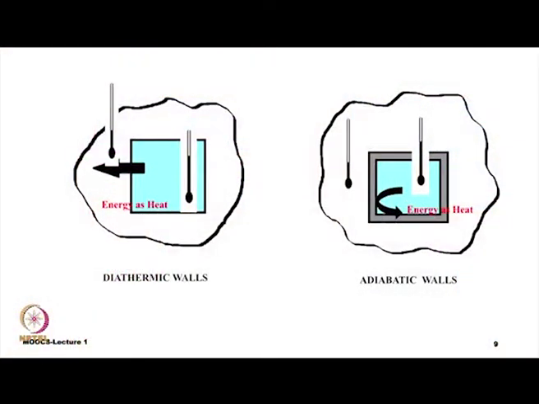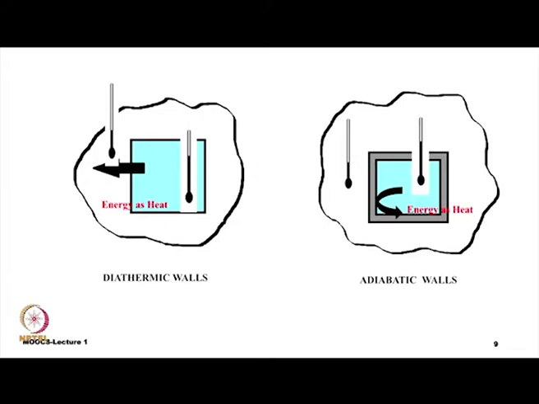You can touch the beaker from outside and see that it is hot, because glass will allow the exchange of energy through it in the form of heat. So, such walls are called diathermic walls. And if it is an insulation that does not allow the exchange of energy in the form of heat, it is an adiabatic wall and it forms an adiabatic system.